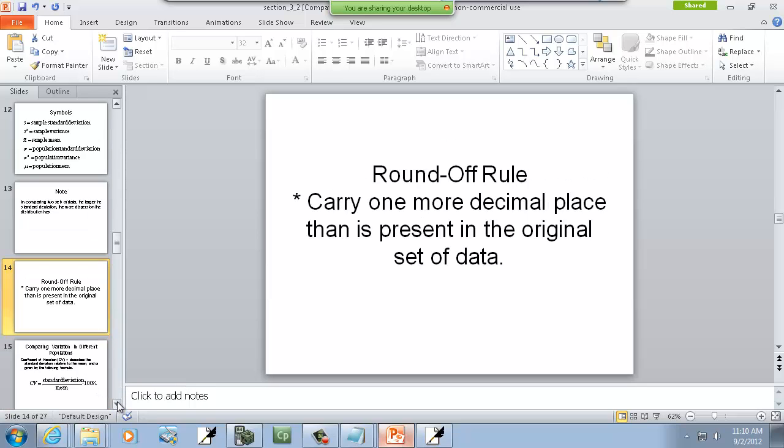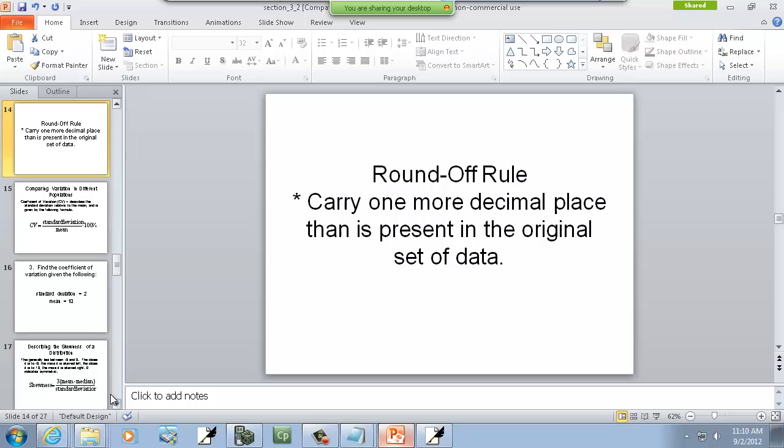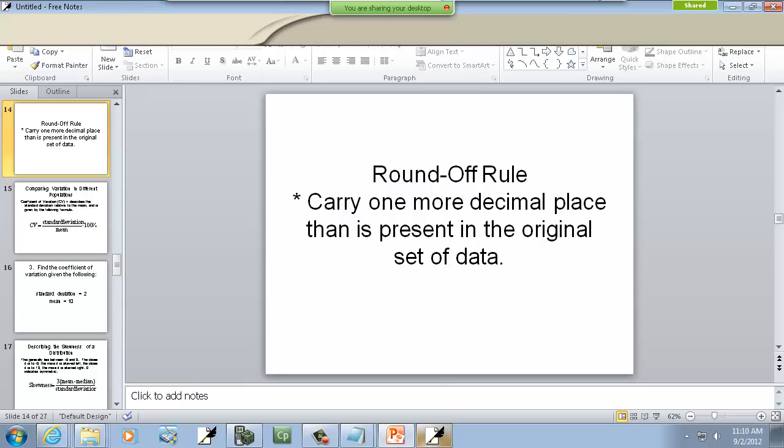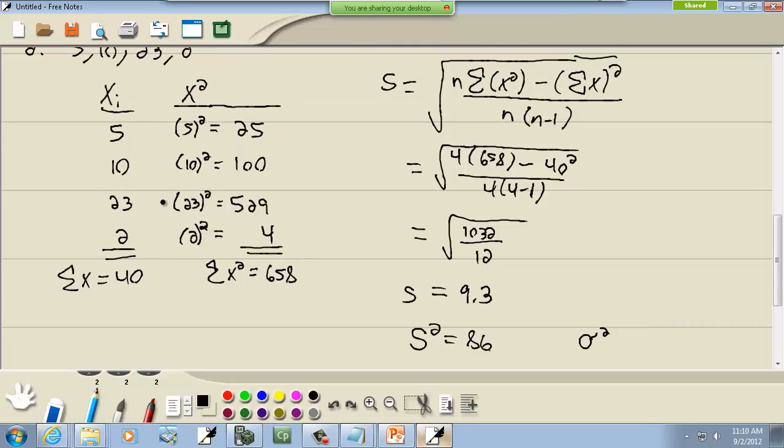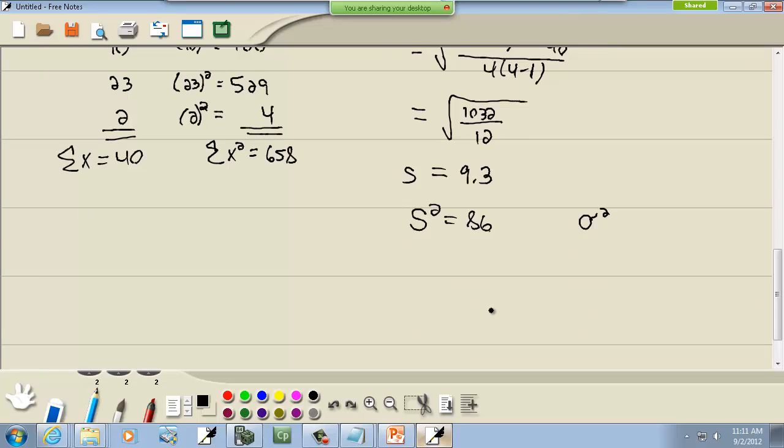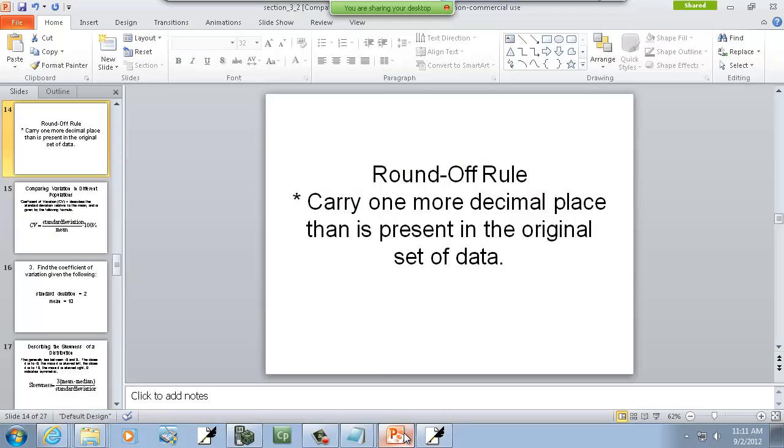Now, I left this particular PowerPoint in. Doesn't really apply to the current textbook, but I felt there should be some kind of general rule. Round-off rule: carry one more decimal place than is present in the original set of data. So over here, these didn't have any decimal places. So for my answer, I took it to one decimal place. I wish all books had some kind of convention for that. Sometimes it's 2, sometimes it's 4. And I know depending upon the industry, depending upon what kind of precision they want, it would vary. But it'd be nice in books to be given that.